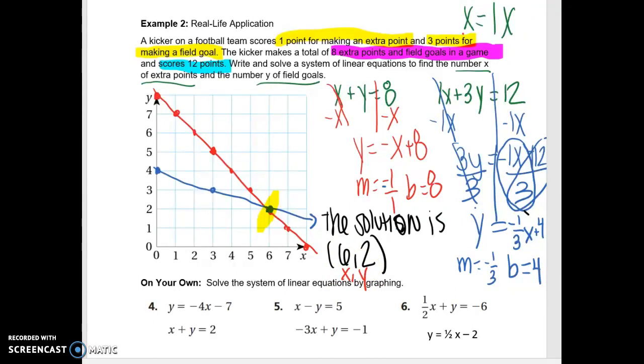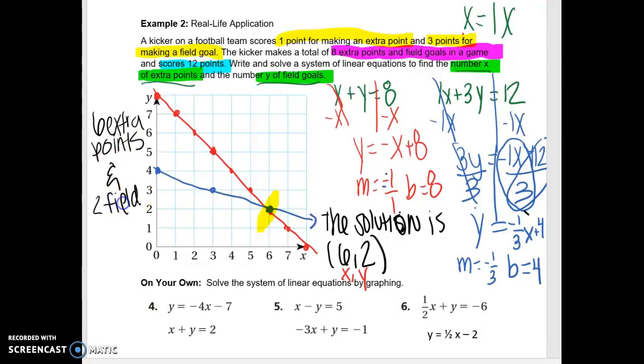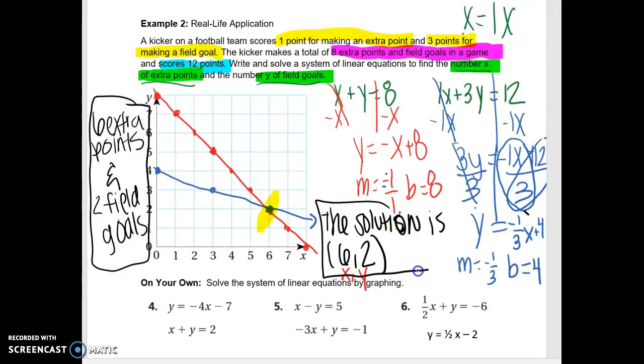Since it is a word problem, the x and the y mean two different things. If we take a look back up here, the x represents the number of extra points, and y represents field goals. So my x number is 6, so there were 6 extra points and 2 field goals. That's how you would write it in words, and this is how you would write it as a point.